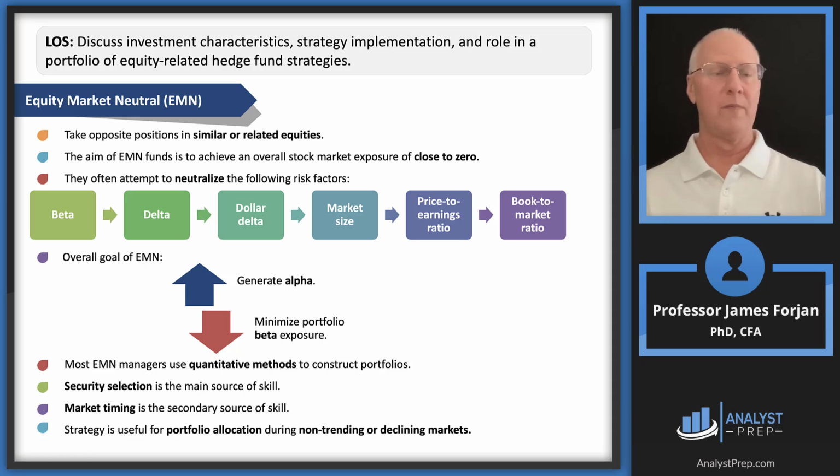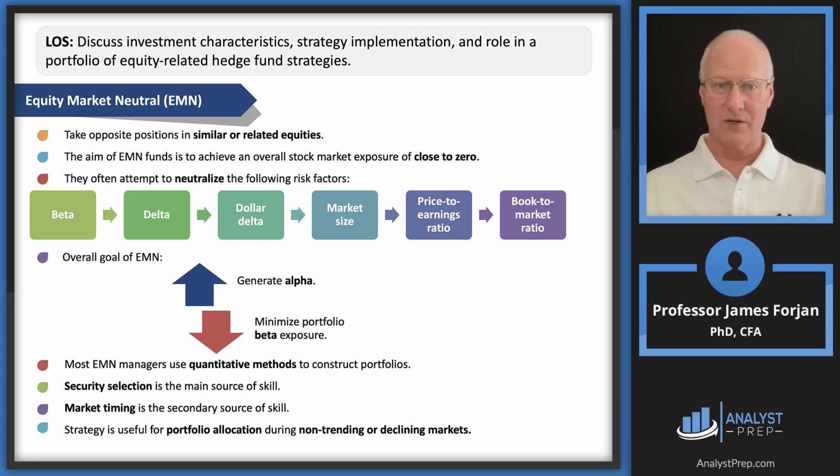And then you can transform that delta into a dollar delta. You can use size, PE ratio. You can use book to market ratio. There are a bunch of other things that you can look at, but go down to the bottom, the arrow pointing down. Minimize portfolio beta exposure. So just remember this beta is going to be somewhere around 0, but yet we can generate alpha. So do you see the similarities back to what we were talking about earlier with the long short, right?